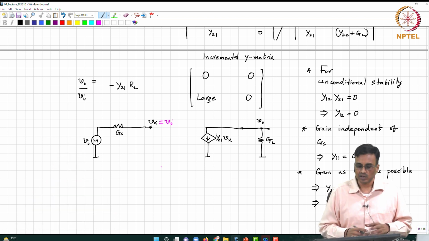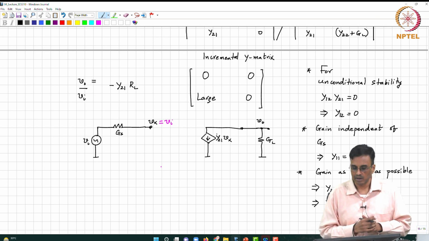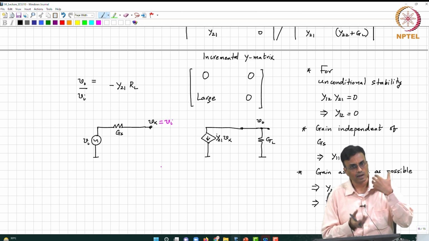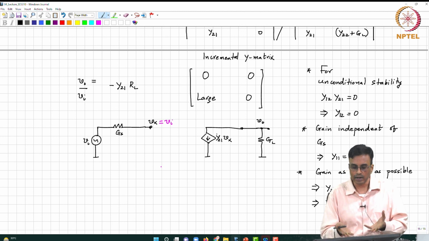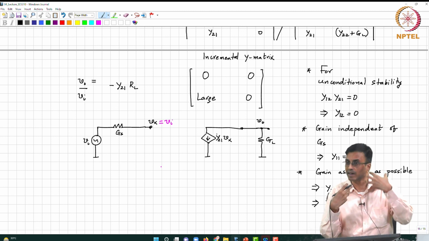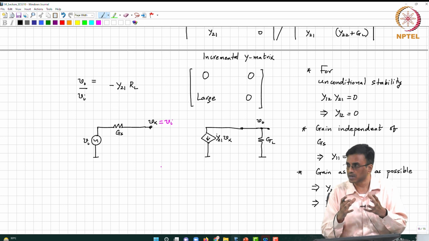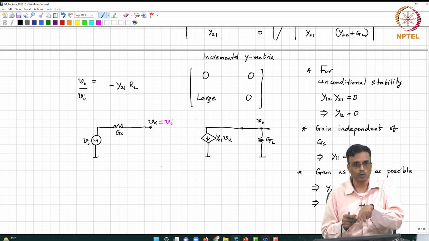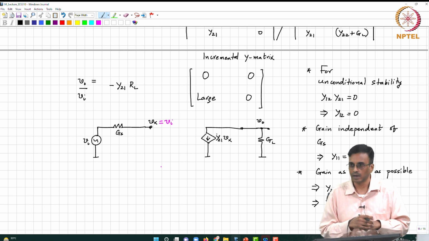So far we have taken some 2 port and then found the formula for its incremental Y parameters. Now we are trying to figure out what the characteristics of that box must be, what the IV characteristics must be, so that the incremental parameters look like this. Does it make sense, right?